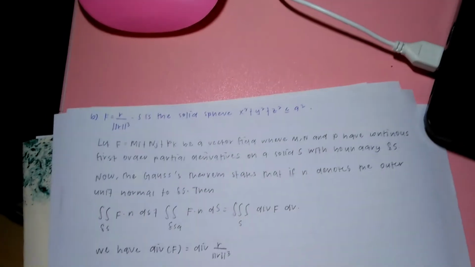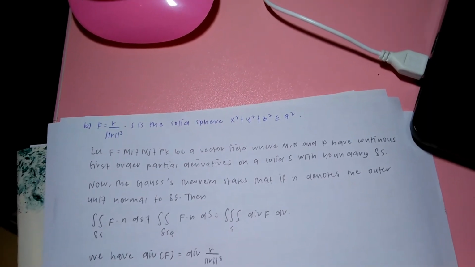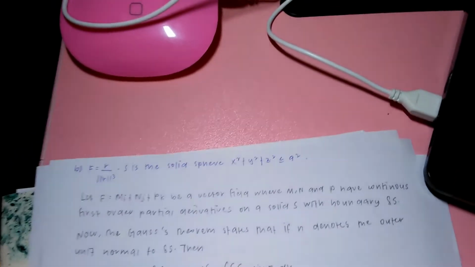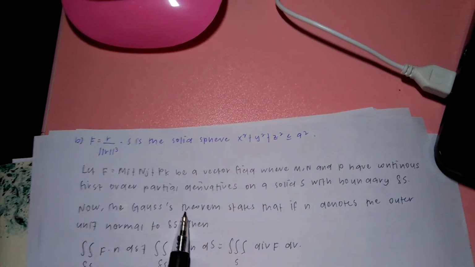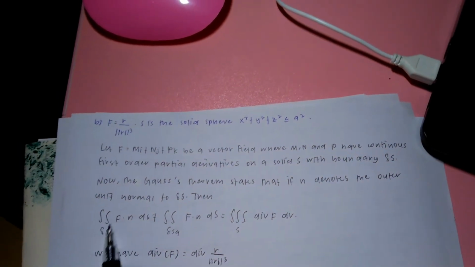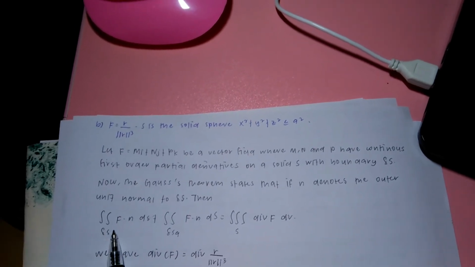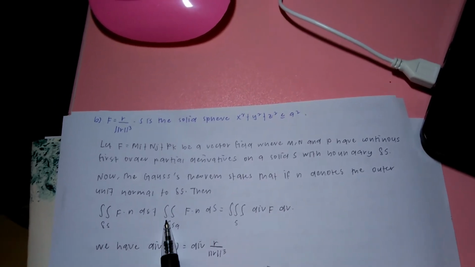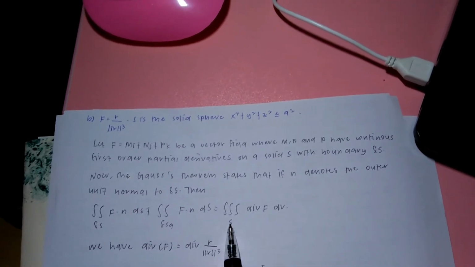For question B, the question is F equals r over magnitude of r cubed. S is the solid sphere, x^2 plus y^2 plus z^2 less than or equal to a^2. So the first part, we take the same as in question A, but this part we take the double integral of F dot n dS over delta S plus the double integral of F dot n dS over delta S_a, which is equal to the triple integral of div F dV in region S.